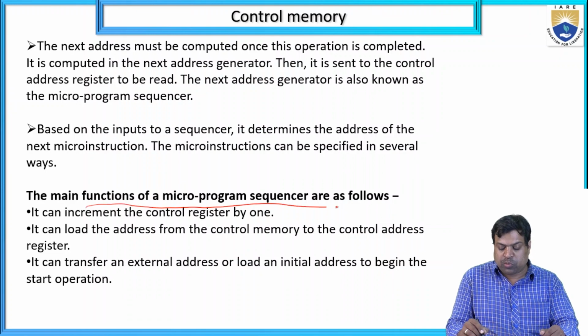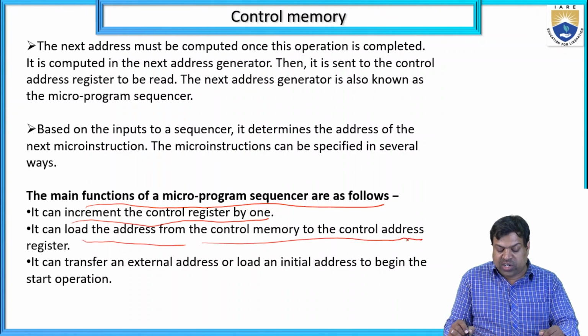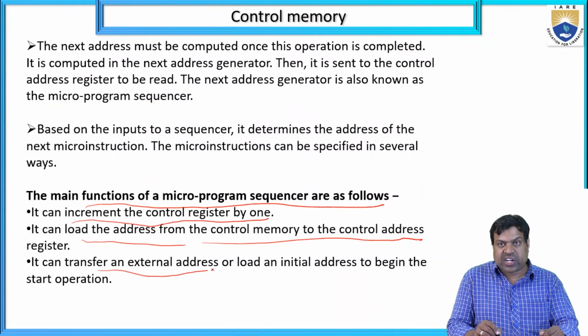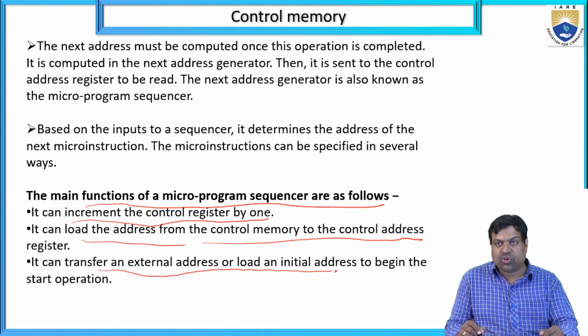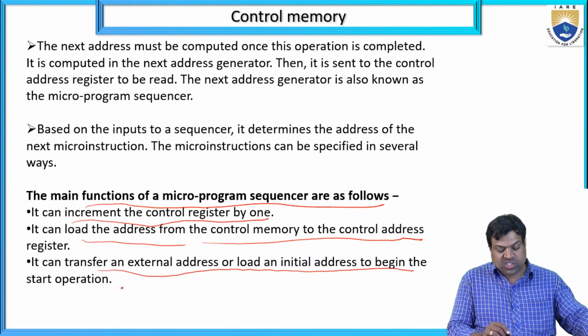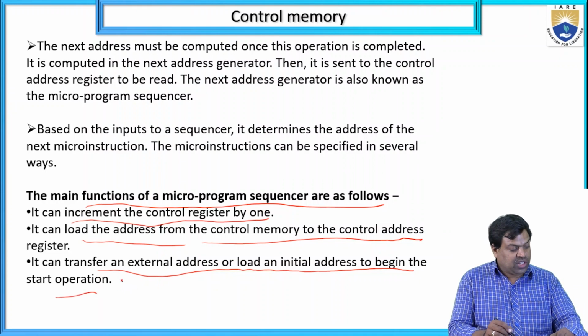The main functions of a microprogramming sequencer are: it can increment the control register, and it can load the address from the control memory to the control address register, and it can transfer an external address or load an initial address to begin the start operation. So that is one thing about this.